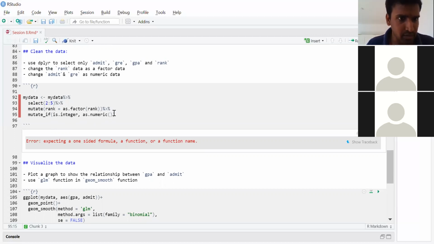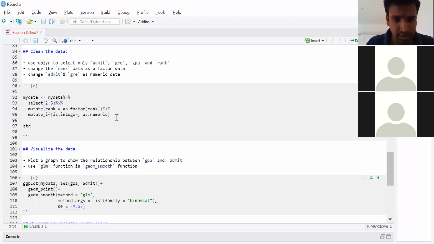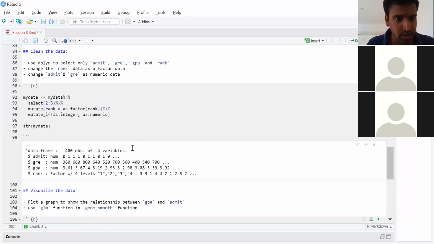It's expecting one set formula. Sorry, there are extra brackets here. Okay, now let's look at the structure of my data. Now you can see we have successfully converted a few things: admit is numeric, GRE and GPA are also numeric, and the rank is a factor.